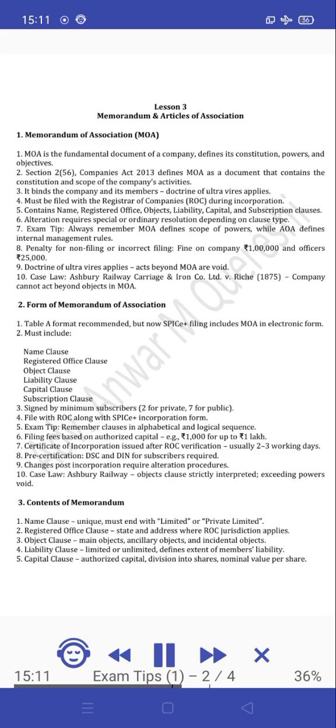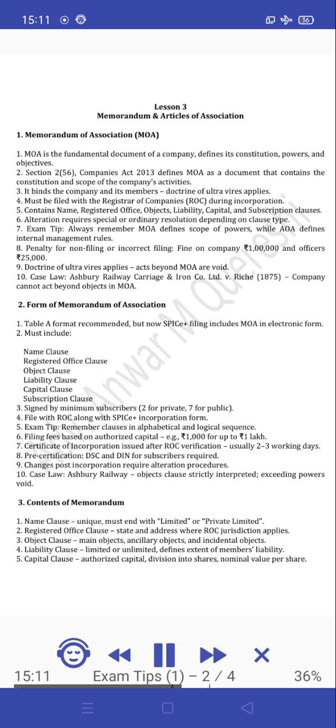Lesson 3. Memorandum and Articles of Association. 1. Memorandum of Association, MOA. 1. MOA is the fundamental document of a company, defines its constitution, powers, and objectives. 2. Section 256, Companies Act 2013, defines MOA as a document that contains the constitution and scope of the company's activities. 3. It binds the company and its members. Doctrine of ultra vires applies.